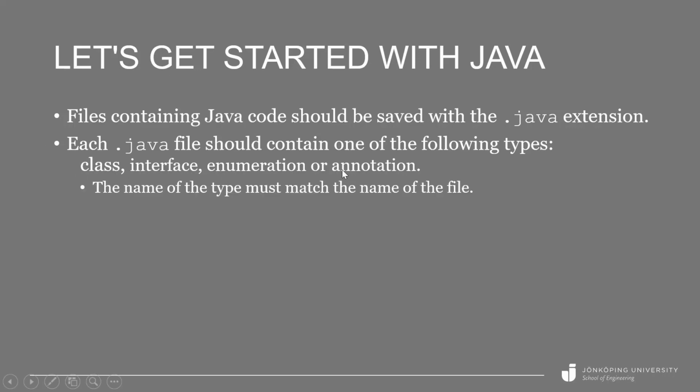This type that we put inside a file, we get to give it a name, and the name we give to the type must match the name of the file. So if we create a Java file called hello.java, then the name of the type inside the file must be hello. The names of these types are written like this, in camel case, with the first letter capitalized.